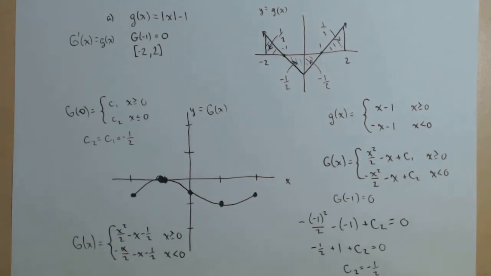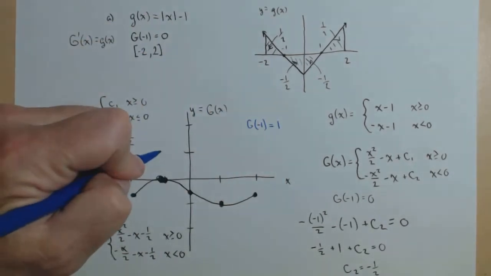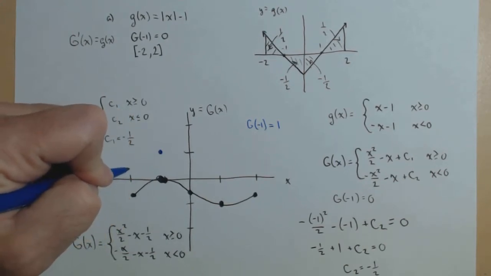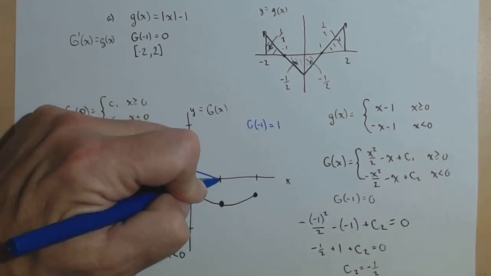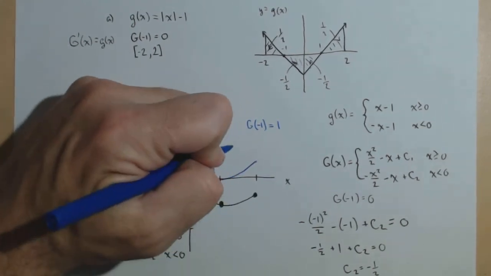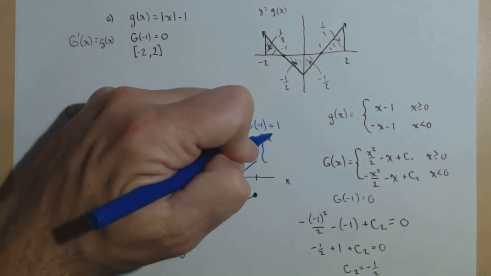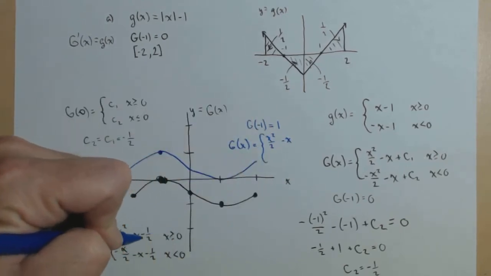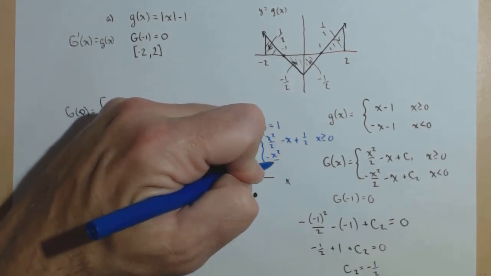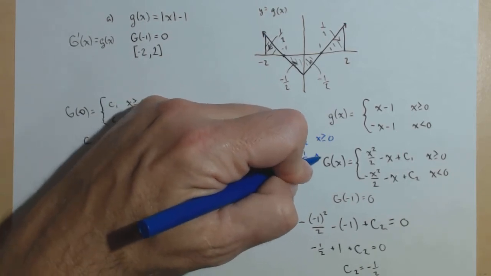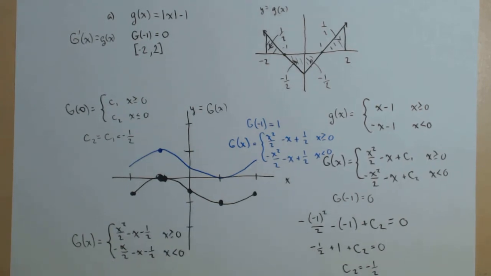If we wanted to do another one, say we put in the initial condition G of negative 1 equals 1, that's going to vertically shift everything up by 1 unit, including our c value. So there would be our downward quadratic, here would be our upward piece, and we'd adjust our c. So in this case, everything got moved up 1. G of x would be x squared over 2 minus x plus 1/2 for x greater than or equal to 0, negative x squared over 2 minus x plus 1/2 for x less than 0. And there we have a shift. And we could do that for any initial condition.